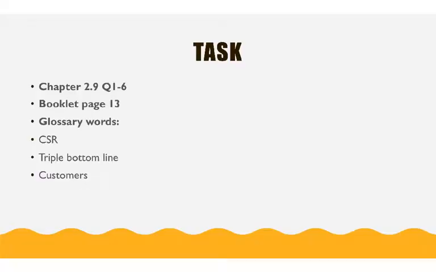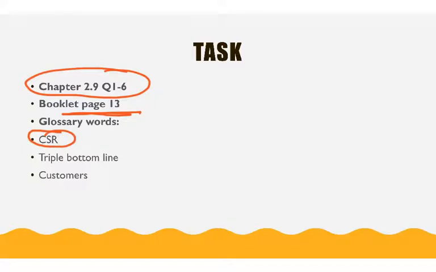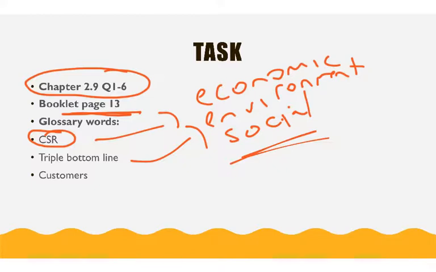So guys, your task is to complete 2.9, questions 1 to 6, booklet page 13, so it's just a CSR case study, 2 questions, and glossary words, corporate social responsibility. So go back a couple of slides to look at my definition. Make sure you include going above and beyond its legal obligations, and that includes focusing on the triple bottom line, so economic, social, and environmental. So very important that you remember those 3 components as well.